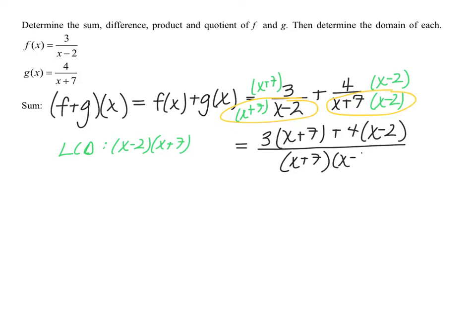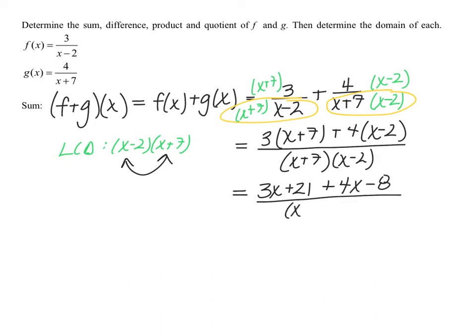And I realize that I have written this denominator in the reverse order that I had written it over here when I wrote the least common denominator. But remember, when you're multiplying, the order doesn't matter. That's called the commutative property for multiplication. So now let's go ahead and distribute. So we'll distribute the 3x plus 21. We'll also distribute the 4x minus 8.